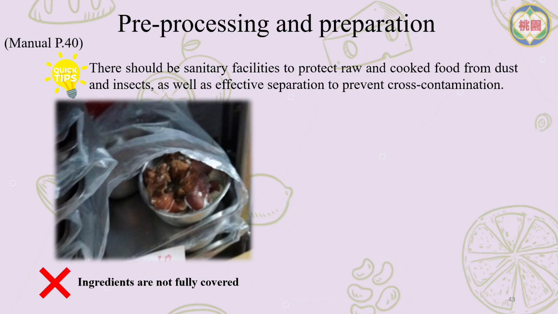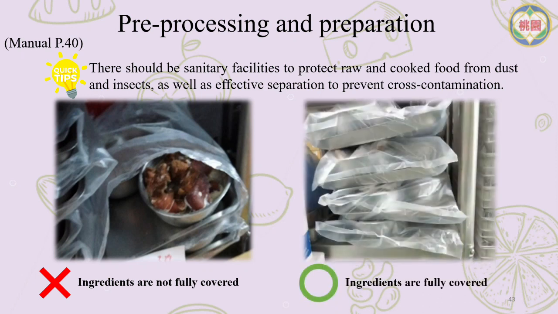Common mistakes in pre-processing and preparation process management are shown on the left. The ingredients are not completely covered. After improvement, it should be shown in the picture on the right. There should be sanitary facilities to protect raw and cooked foods from dust and insects, as well as effective separation to prevent cross-contamination.